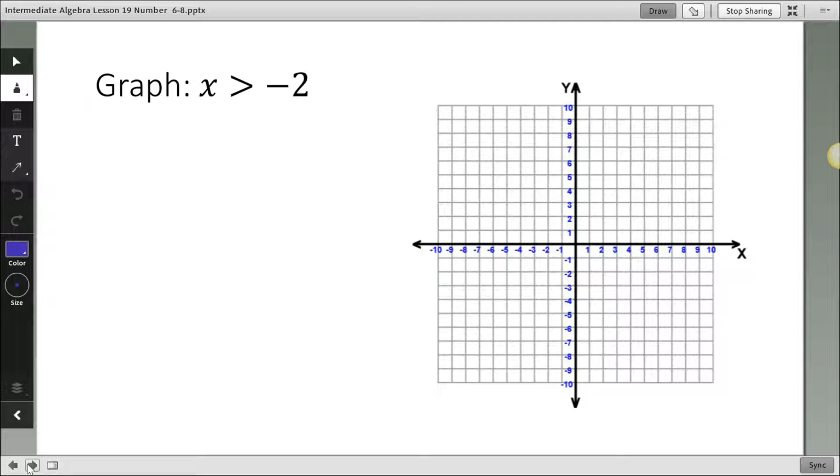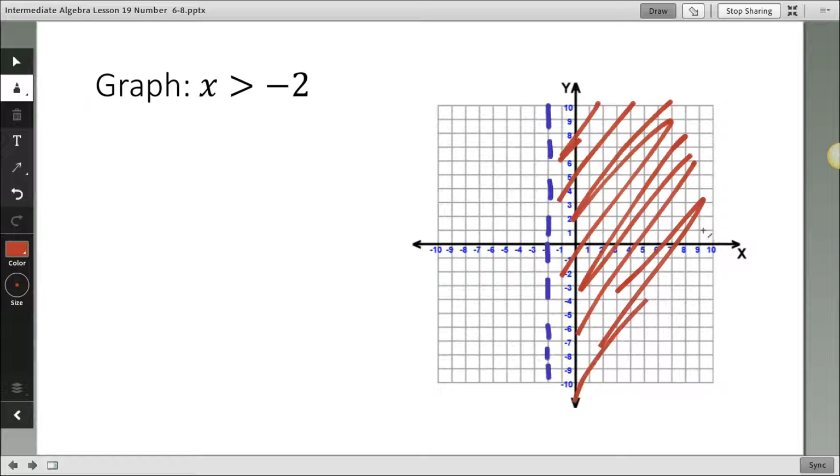So last one, what if we have x is greater than -2? So again, we find -2, and this will be a vertical line. And again, it's dashed. So I'm going to draw a dashed line through -2. And again, I can use the inequality this time. It says that x has to be greater than -2, so I'm going to shade this portion of the graph.